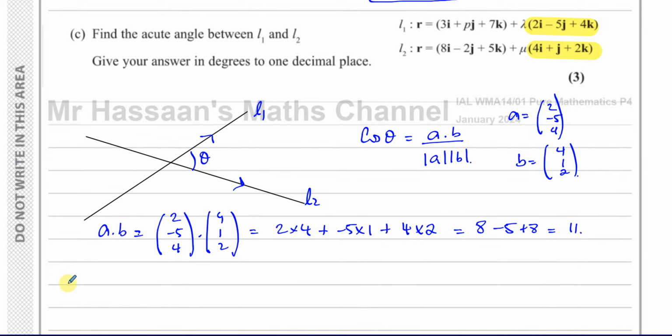And we can see that the magnitude of the vector A is going to be the square root of 2 squared plus 5 squared plus 4 squared.